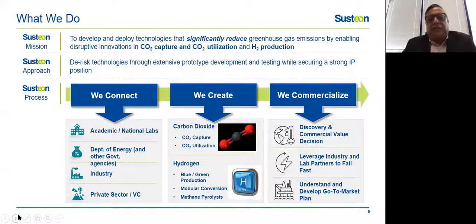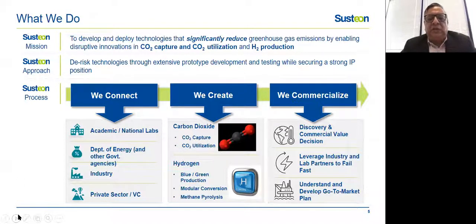I got the control. Okay, just before I get started on the subject, I just want to give a very brief introduction of Sustion. I've been working in this field for the last 30 plus years, and 3 years back, I co-founded Sustion with a couple of my colleagues with the sole purpose of developing and deploying technologies that can significantly reduce greenhouse gases through disruptive innovations. So this forum is perfect for us to talk about what those disruptive innovations could be in CO2 capture and CO2 utilization.